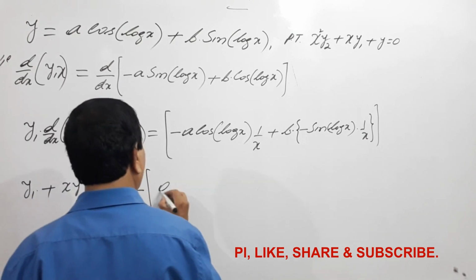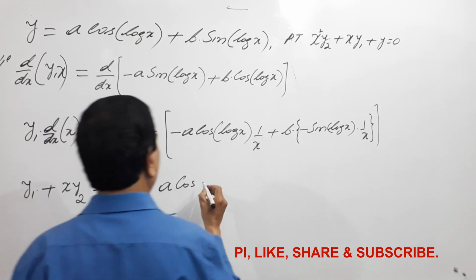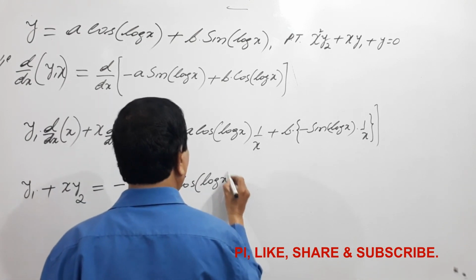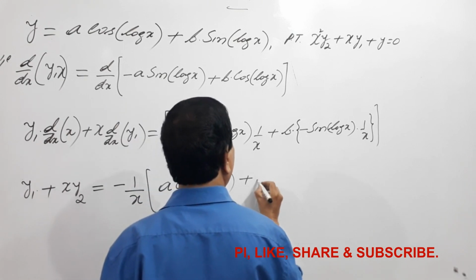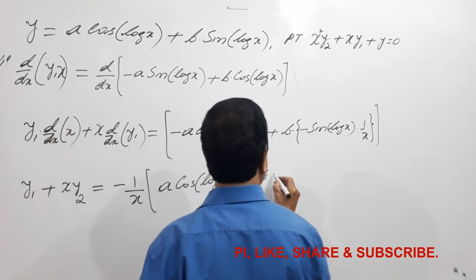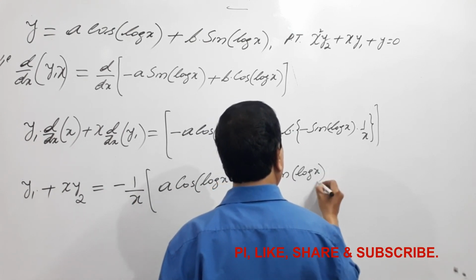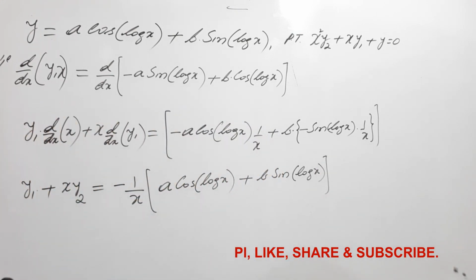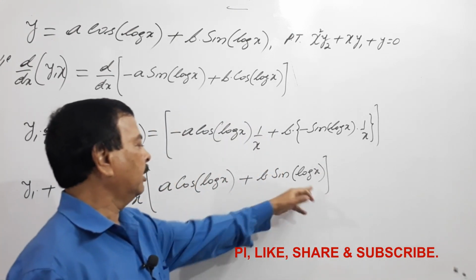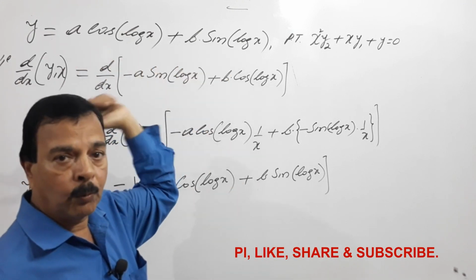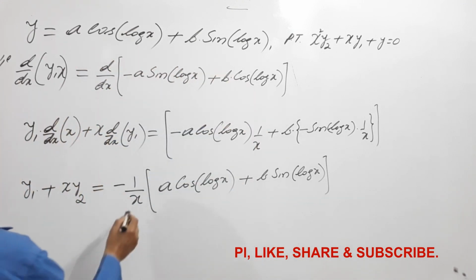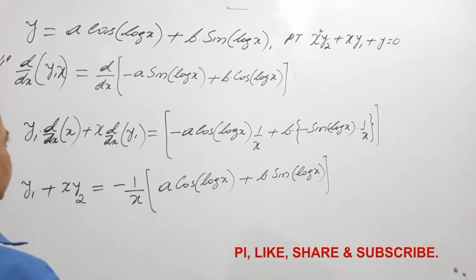So this becomes a cos log x plus, I have taken this minus in common, so b sin log x. What is this? A cos log x plus b sin log x is nothing but our y. So what I do? I cross multiply this once again. What happens here? If you cross multiply this, one more step. So by cross multiplying, what happens?